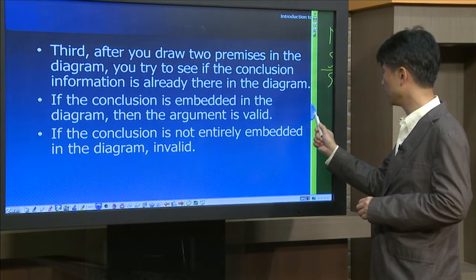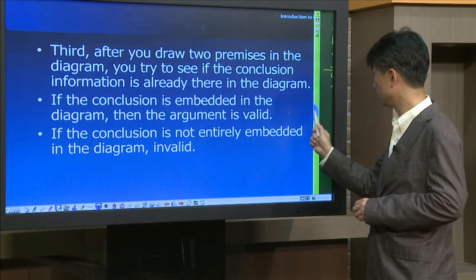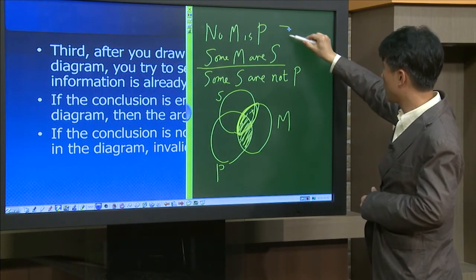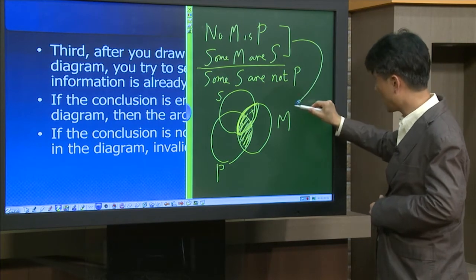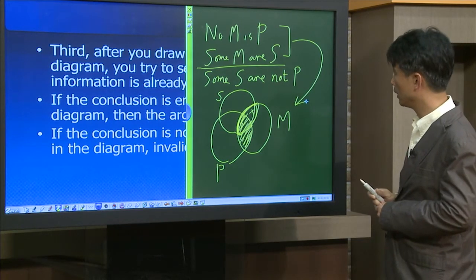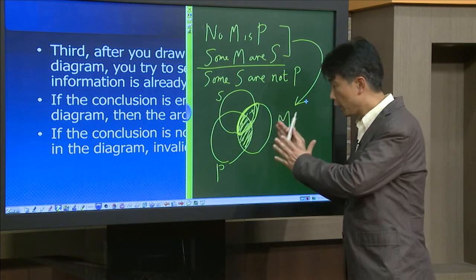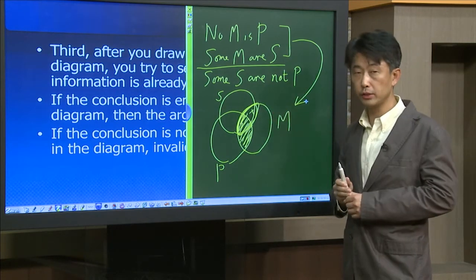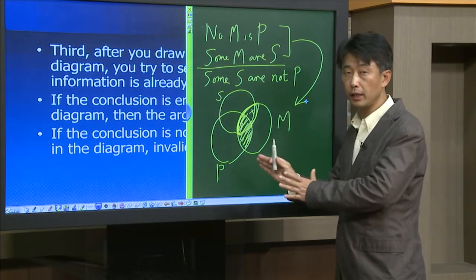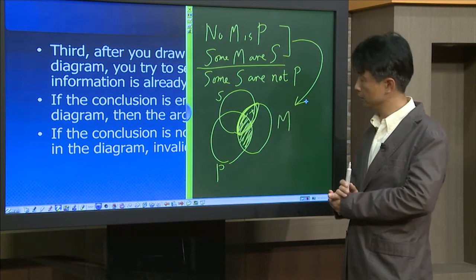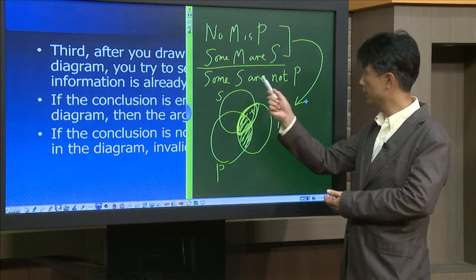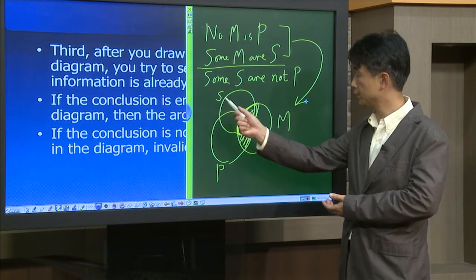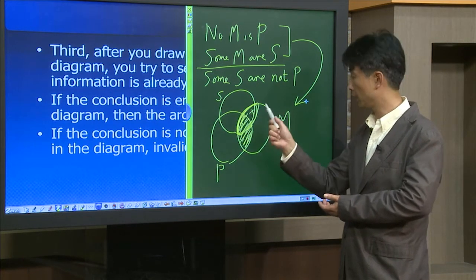Now, what does that mean? Well, let's go back to the example. Now, you draw these two premises into the diagram. That's what you did. And then you look at the picture and try to see if the conclusion information is already embedded in the picture. Okay? Some S are not P. So it talks about the relationship between S and P. So forget about M.